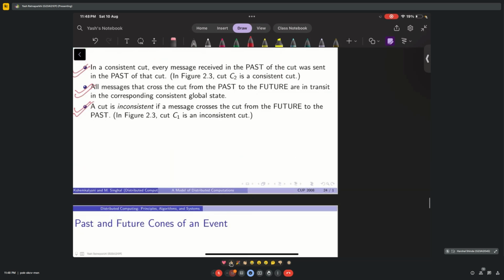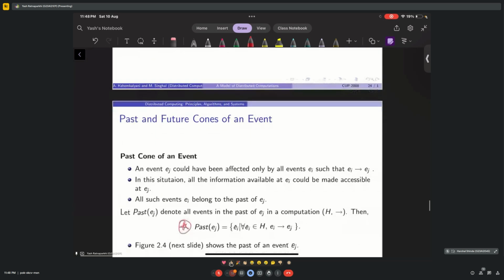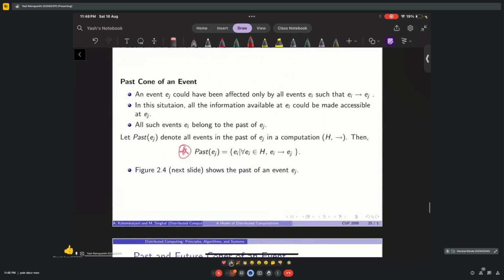Understood? So what is it in a nutshell. In a consistent cut, every message received in the past of the cut was sent in the past. All the messages that cross the cut from past to future are in transit in the corresponding consistent global state. A cut is inconsistent if a message crosses from future to the past. जो मैंने आपको first example बताया. Is it clear to you all? Is it clear? Yes.